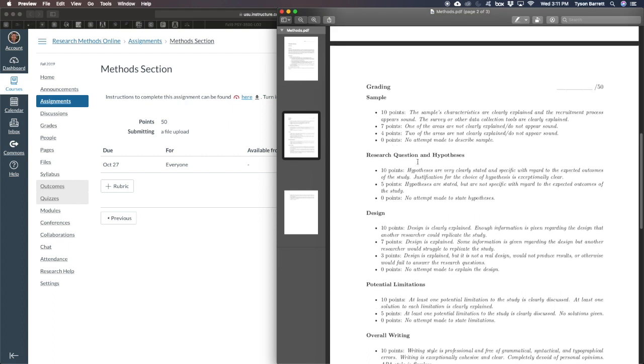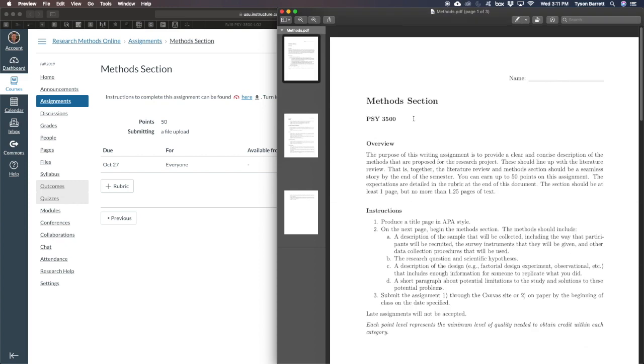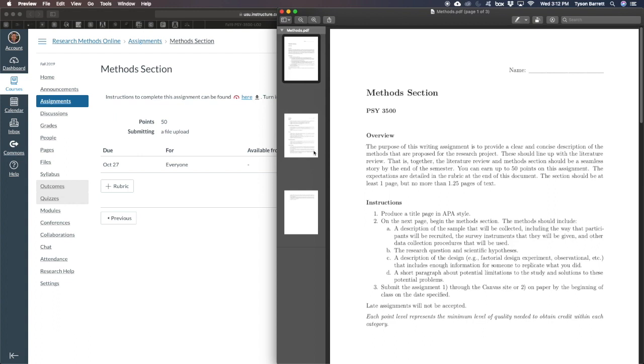The method section is definitely the most important part of your proposal. It needs to tell me exactly what you want to do and how it's going to answer your research questions, who you're going to answer the questions with, your sample. All of that stuff should be included here in a fairly concise 1 to 1.5 pages. So please reach out if you have questions.